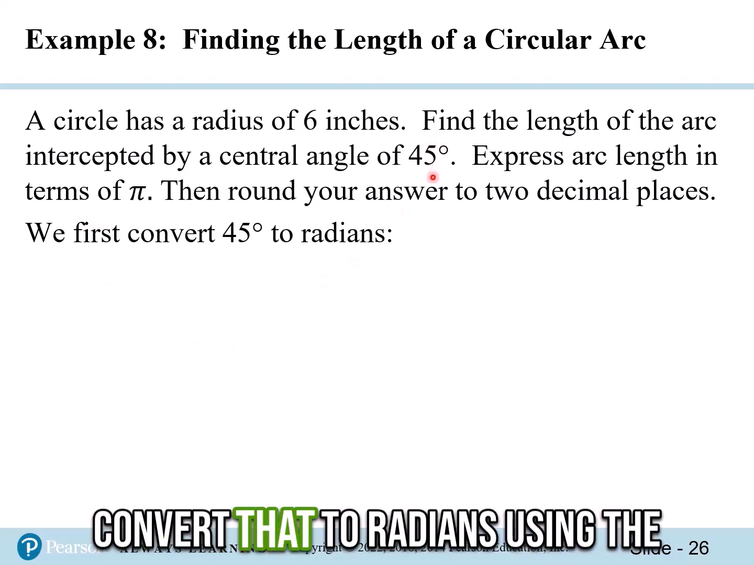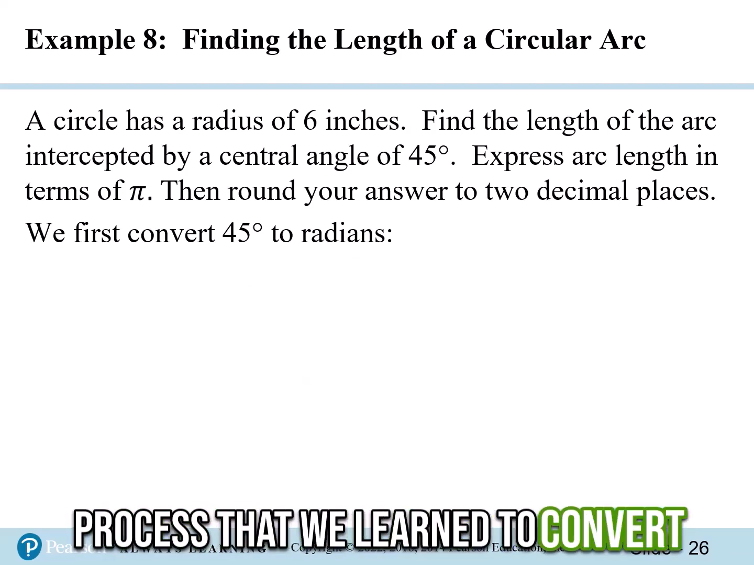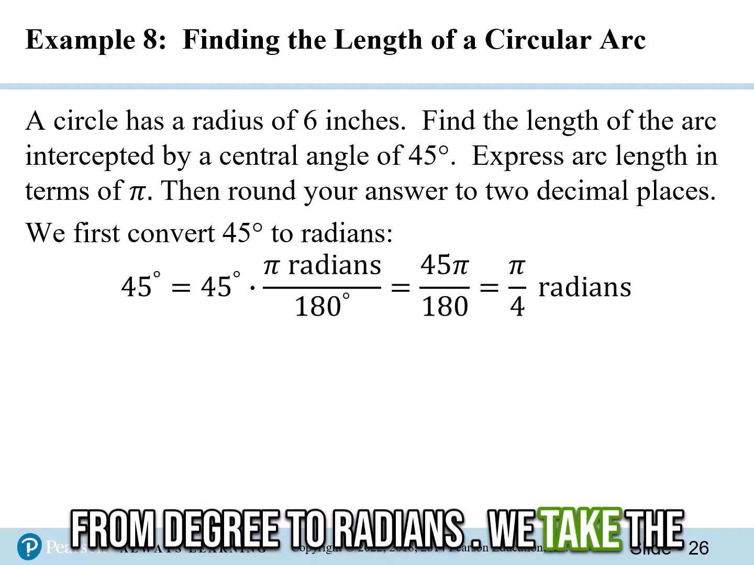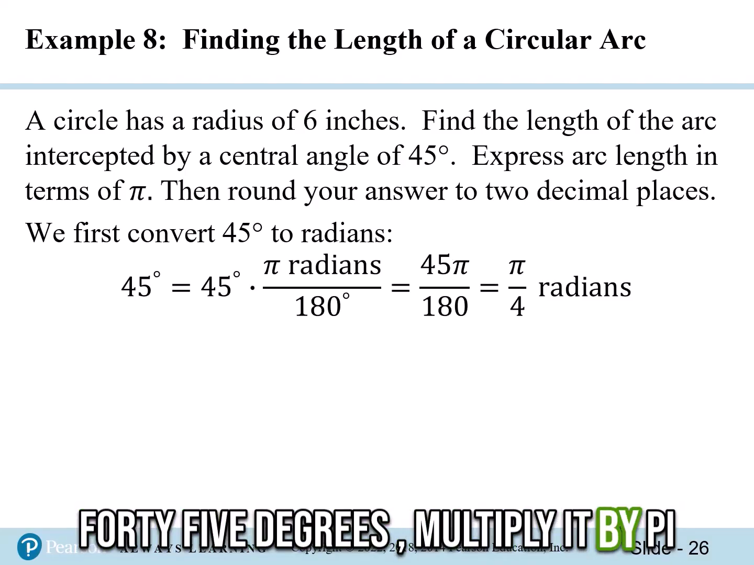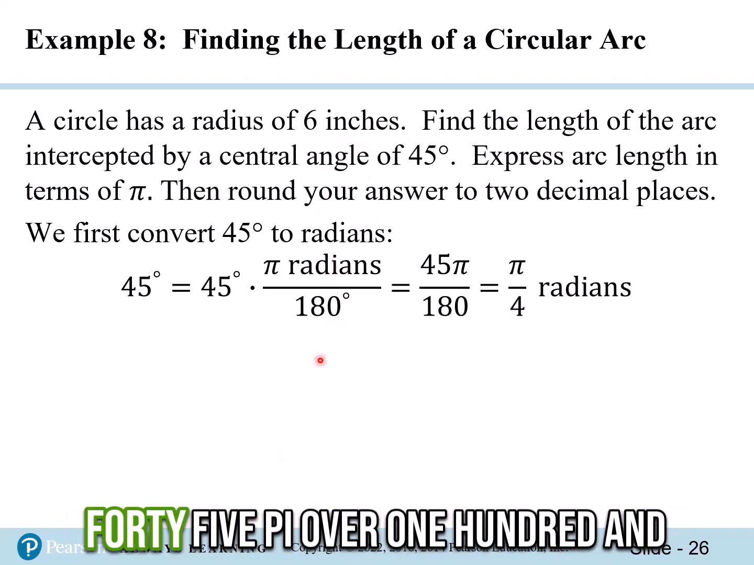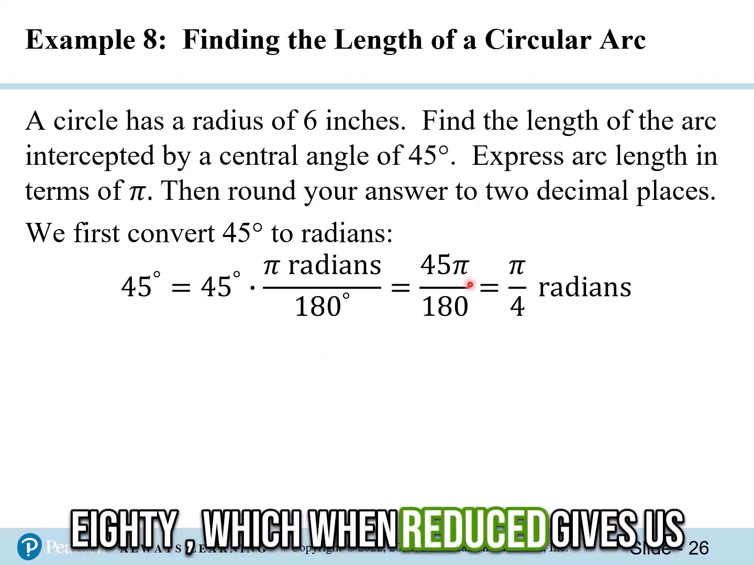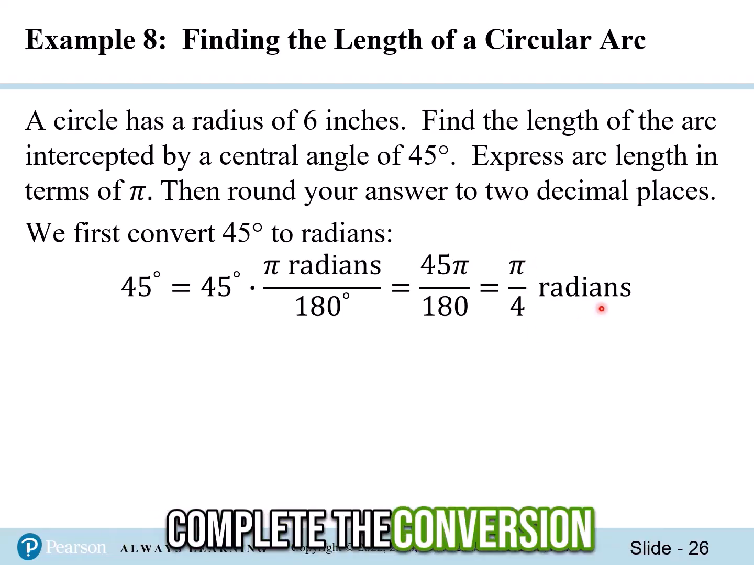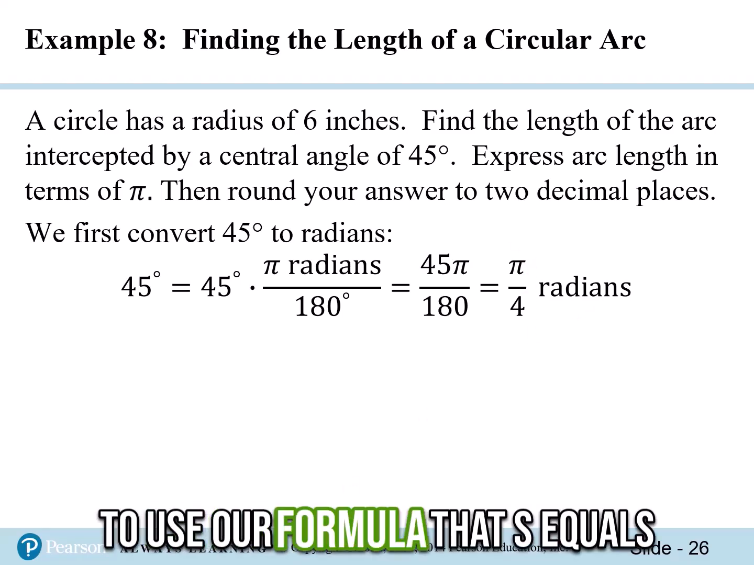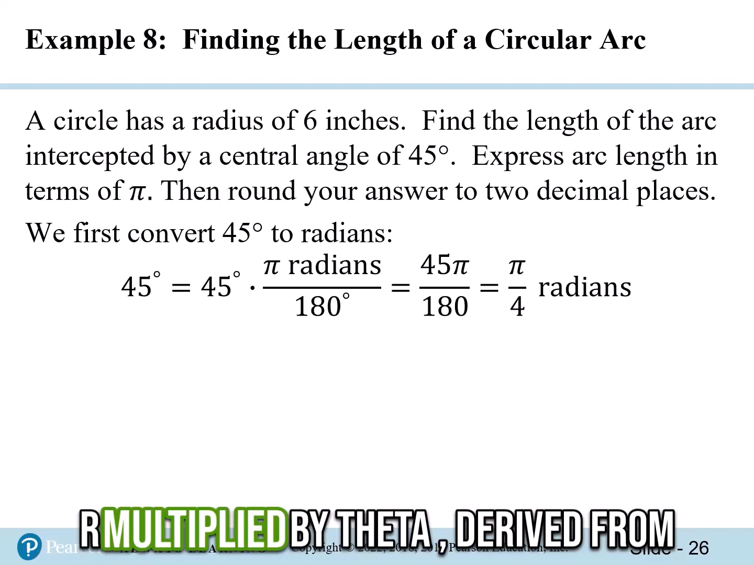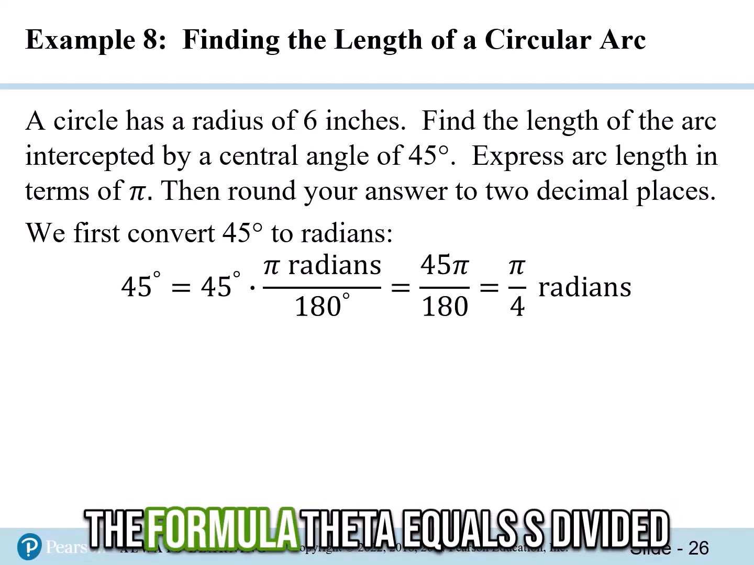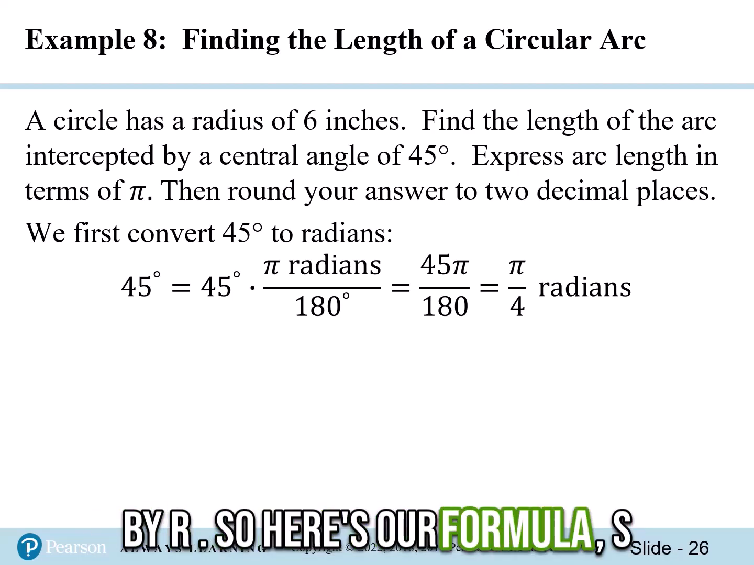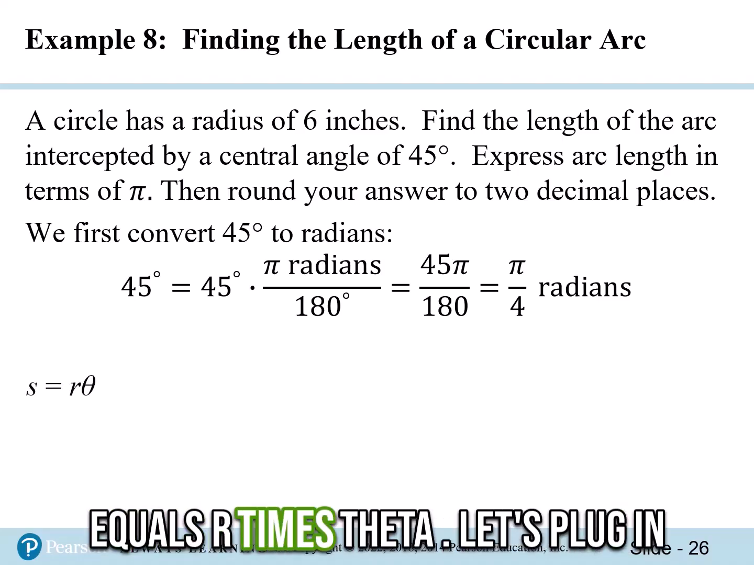We have to convert that to radians using the process that we learned to convert from degrees to radians. We take the 45 degrees, multiply it by pi over 180. We get 45 pi over 180, which when reduced gives us pi over 4 radians. Once we complete the conversion, we are ready to use our formula that S equals r multiplied by theta, derived from the formula theta equals S divided by r. So here's our formula, S equals r times theta.